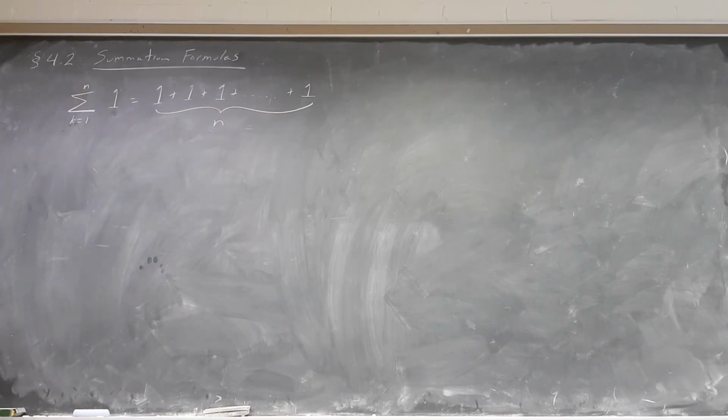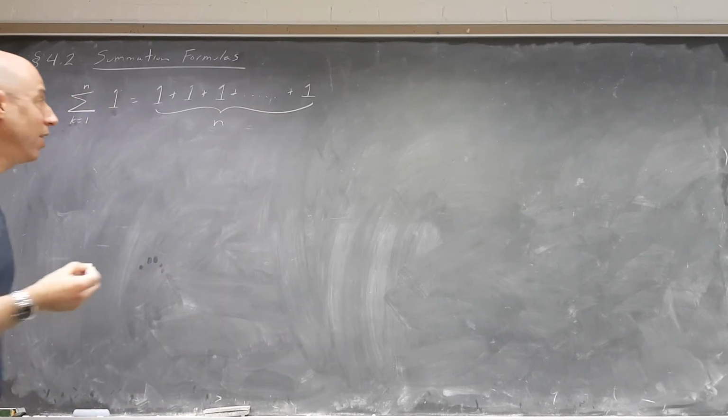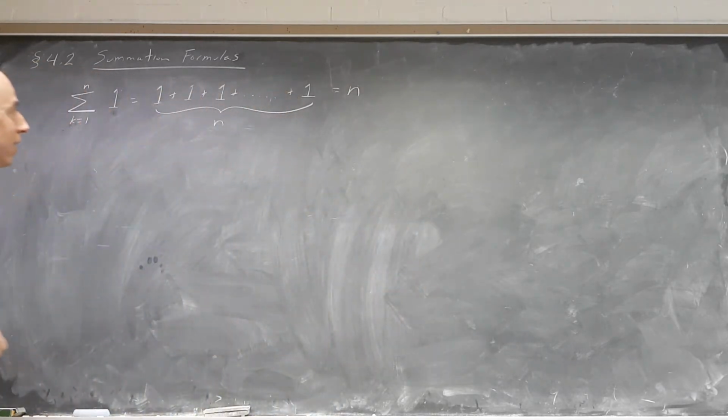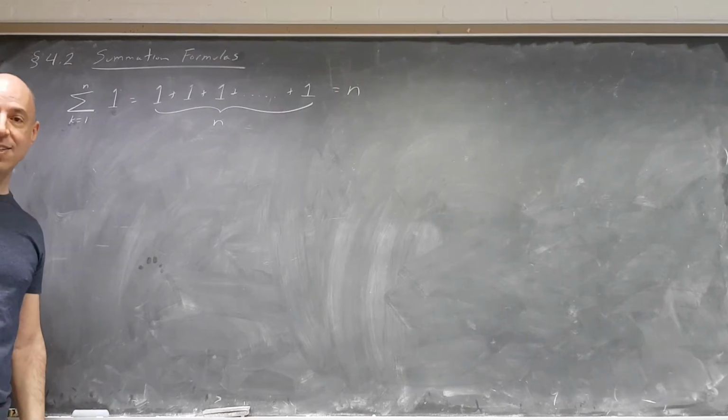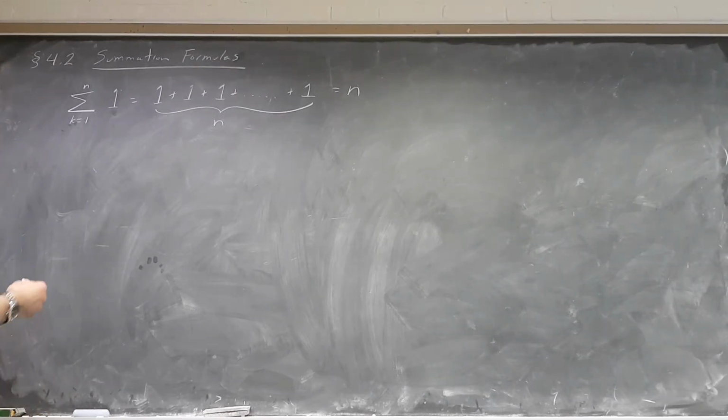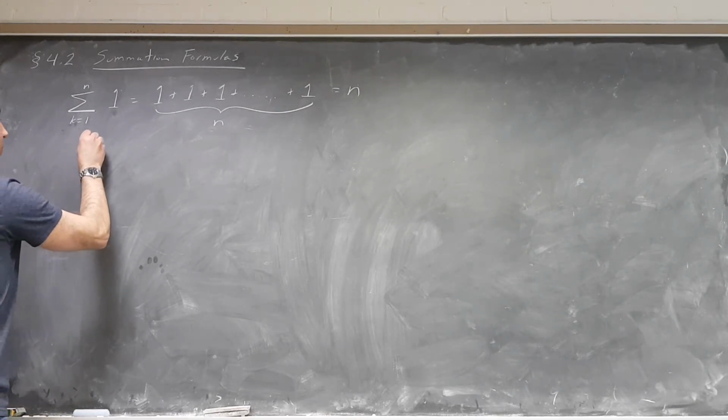Well, if I take 1 and add it to itself n times, this isn't hard to figure out, I get n. That shouldn't be hard to figure out. If I take 1 and add it to itself 10 times, I get 10. If I take 1 and add it to itself 12 times, I get 12. Let's take a look at another formula.